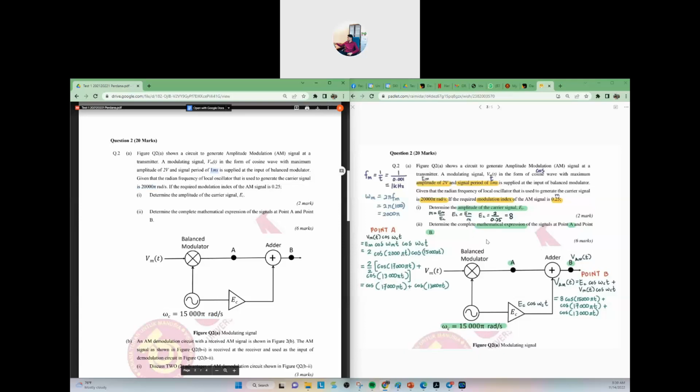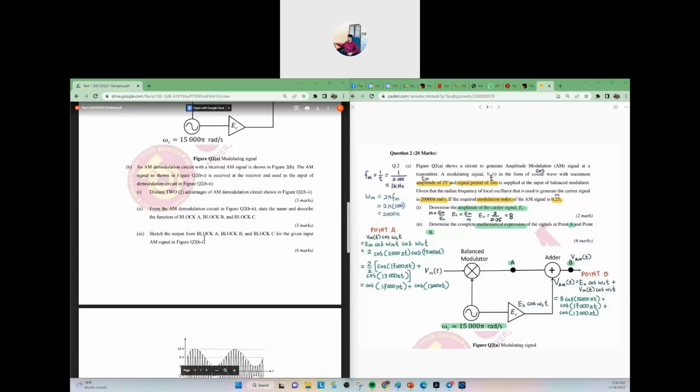Good. And then point B. Point B is actually full modulation. So you should have this envelope equation, multiplied with the carrier component, cos omega C. EC cos omega CT. Correct. The working is correct. EC cos omega CT plus VMT cos omega CT. So 6 marks. In terms of working it is correct. Then we go to the next one.